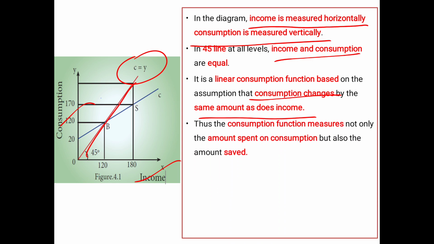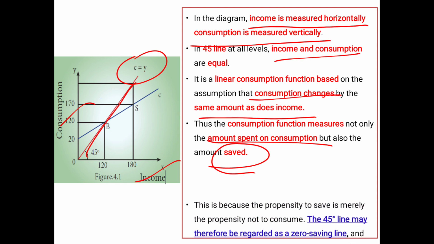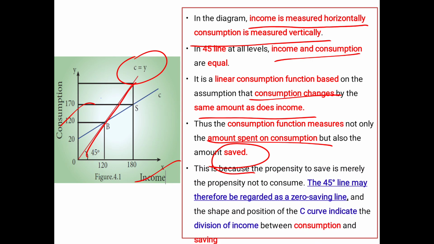Thus, the consumption function measures not only the amount of consumption spent, but also how much amount is being saved. That is what we saw in the previous slide. Okay, so we saw the difference. 100 crores it has increased. How much has been spent? 80 crores has been spent. Now, this is because the propensity to save is merely propensity not to consume. So, you have kept 20% for saving. That denotes you do not want to consume.